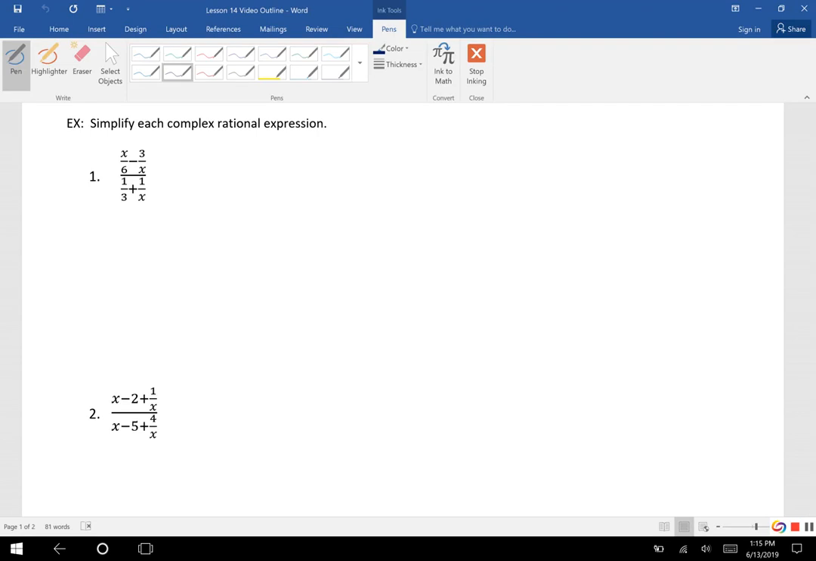In this lesson, we're going to put together everything we've learned about rational expressions and talk about how we can simplify complex rational expressions. I'm going to show you two different methods that you can use. You can choose the method that you like best. In the first method, we're basically just going to use order of operations and simplify it one piece at a time.